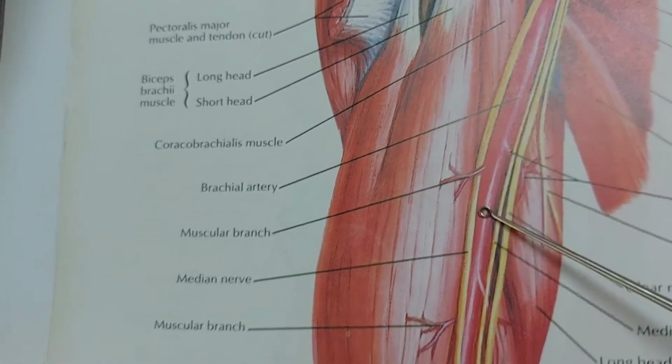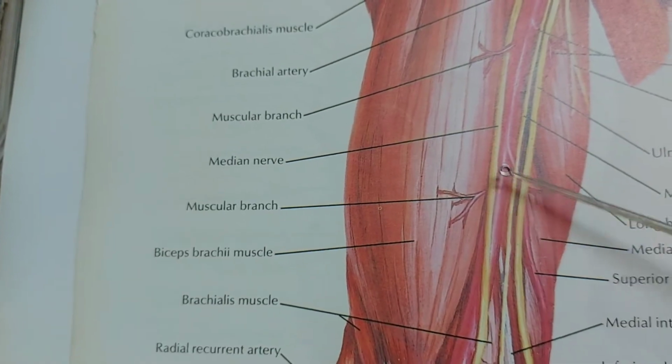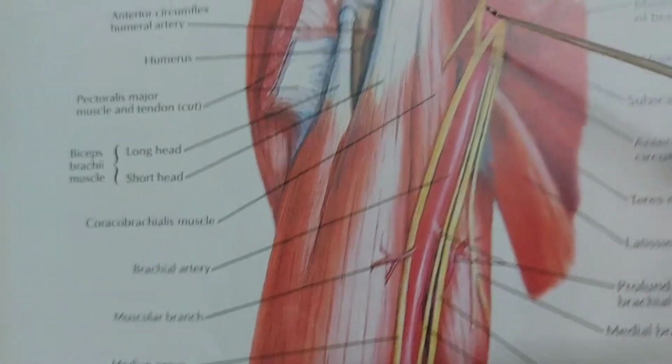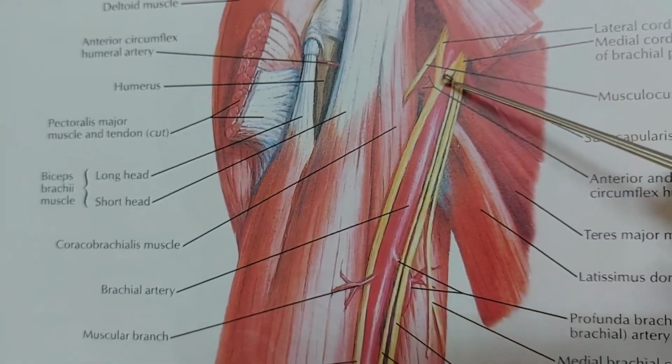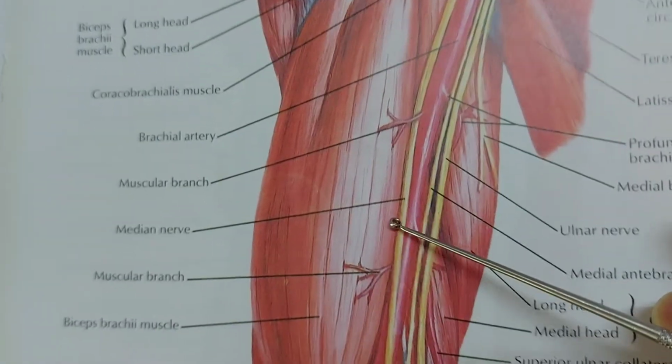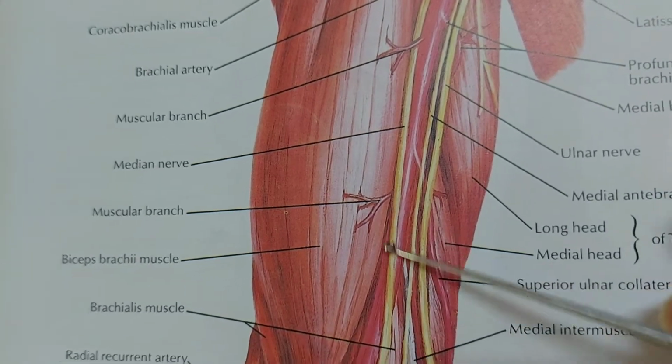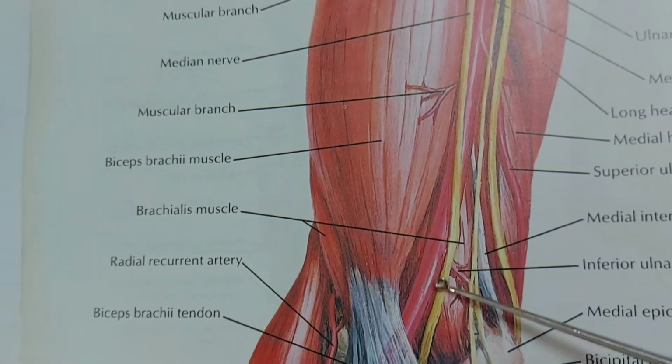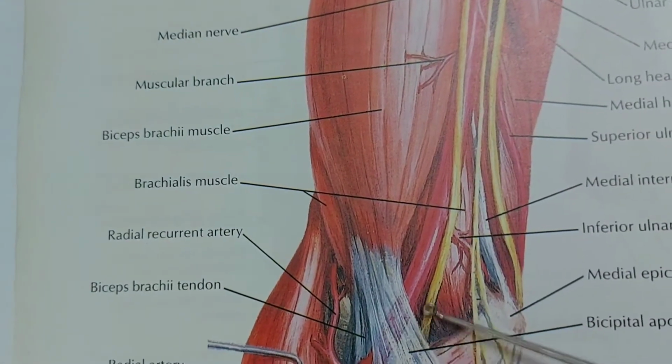So the anterior relation of this brachial artery is simple. One thing, the median nerve. You see the median nerve. It passes lateral to the artery, and in the lower part of this artery it crosses the artery, and finally it becomes the medial relation of this artery.